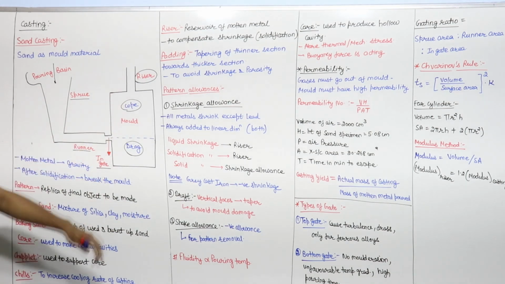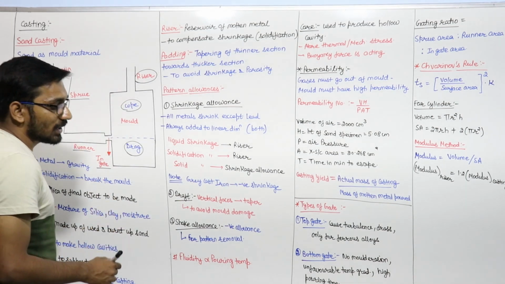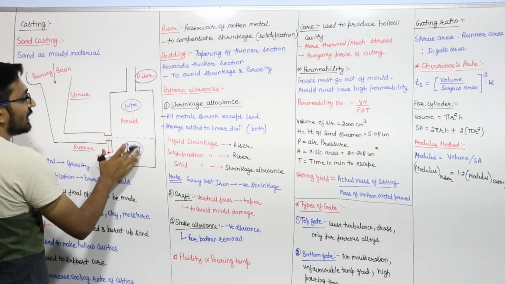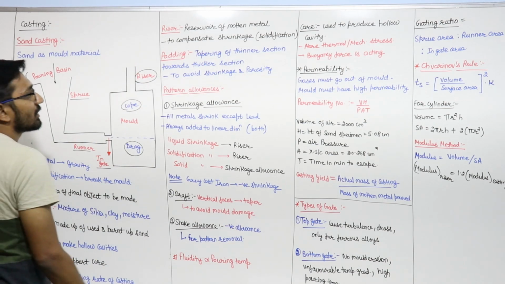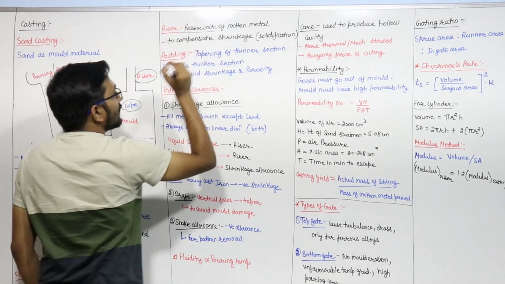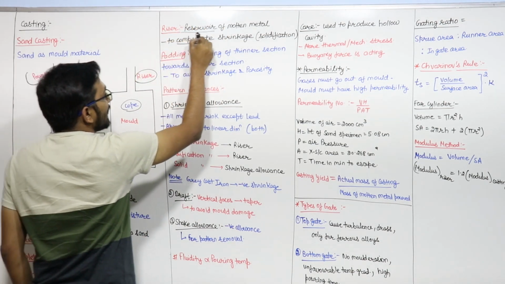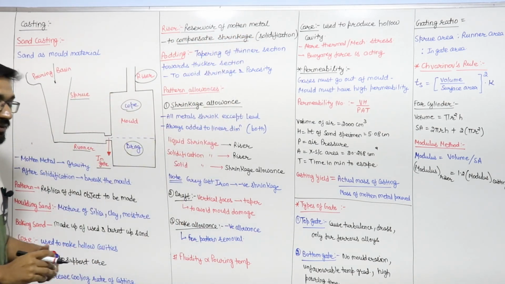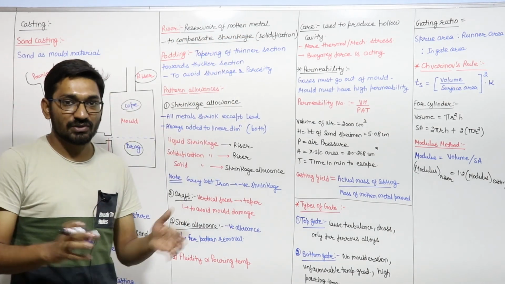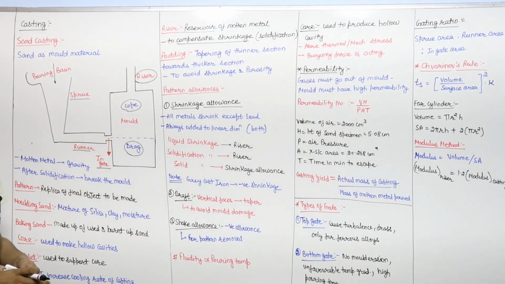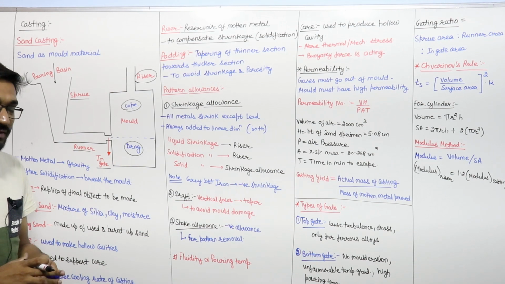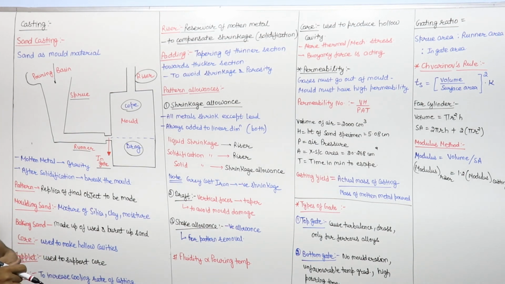Riser. This riser is a reservoir of the molten metal, right? After filling the cavity, the extra molten metal will go to the riser. So the riser will act as a reservoir of the molten metal, and it will compensate the shrinkage, because after solidification all metals will shrink, all metals will contract. So to compensate that shrinkage we are using this riser.